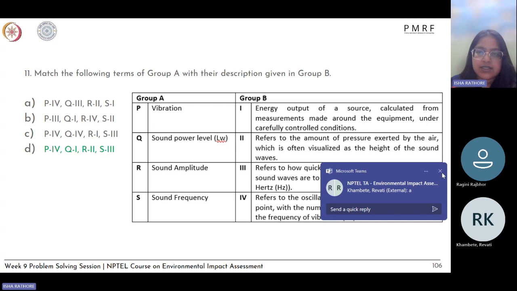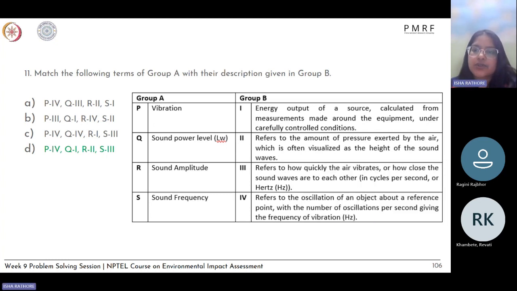Okay, so the correct answer is D. So vibration refers to the oscillation of an object about a reference point, with the number of oscillations per second giving the frequency of vibration. So P matches with 4. So vibrations are the oscillation of an object basically.